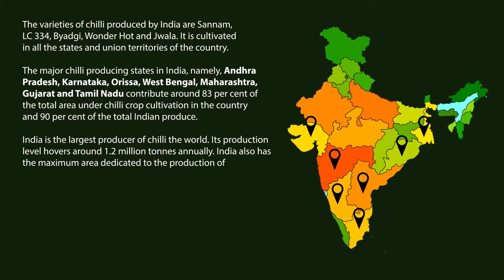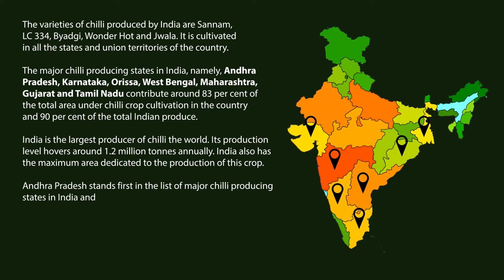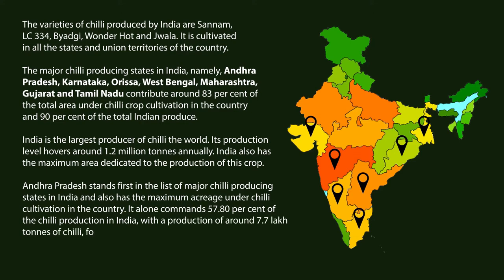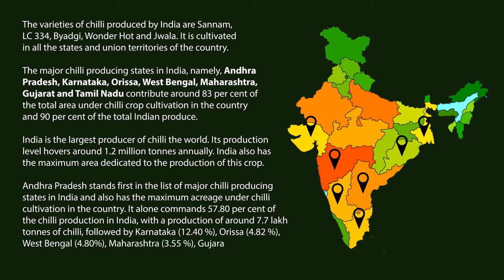Andhra Pradesh stands first in the list of major chili producing states in India and also has the maximum acreage under chili cultivation in the country. It alone commands 57.80% of chili production in India, with the production of around 7.7 lakh tons of chili, followed by Karnataka, 12.40%, Orissa, 4.82%, West Bengal, 4.80%, Maharashtra, 3.55%, Gujarat, 3.53%, and Tamil Nadu, 3.22%.